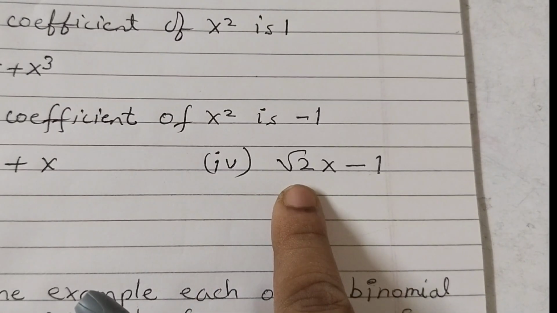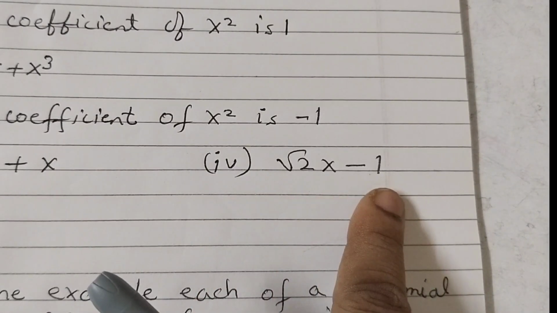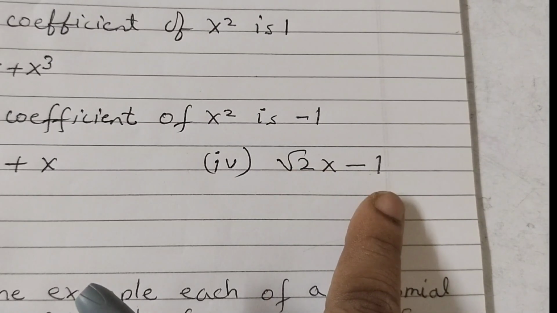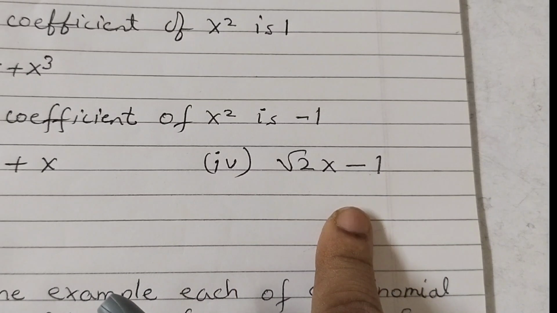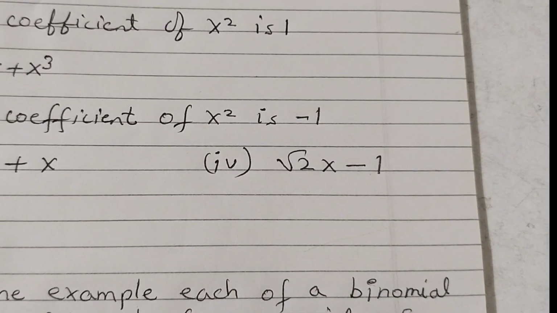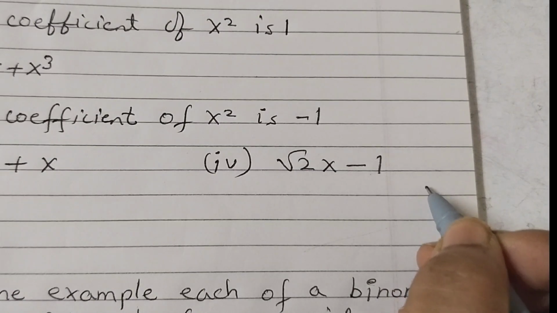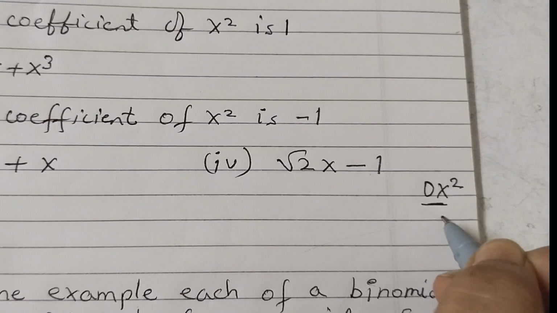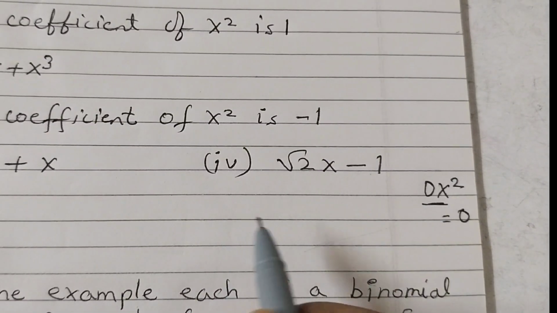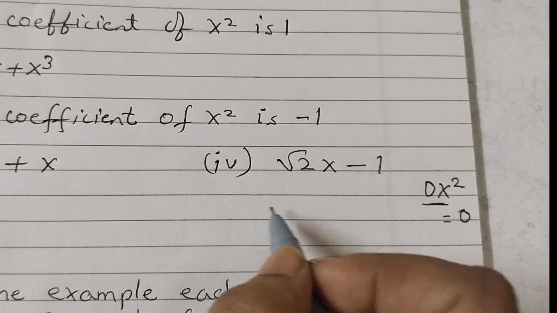Fourth one, square root of 2x minus 1. There are two terms and we don't have any term with x squared in this case. So when there are no terms with x squared, we can consider it as 0 because you can think of this as 0x squared. 0x squared means 0, right? So the coefficient here would be 0.